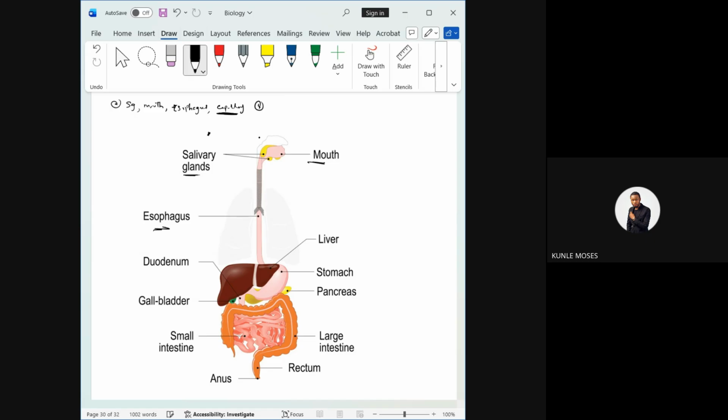Let's count it. 1, 2, 3, 4, 5, 6, 7, 8, 9, 10, 11, 12. So I believe that is clear, right? And the last one is the excretory system. Let me quickly give you that one.